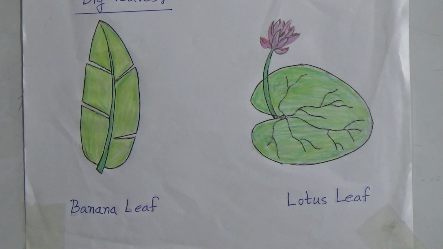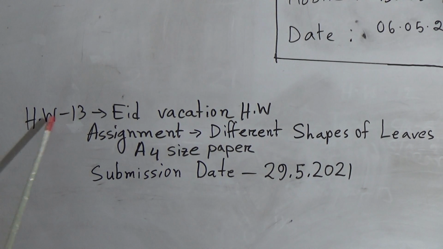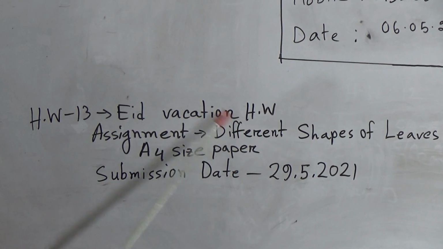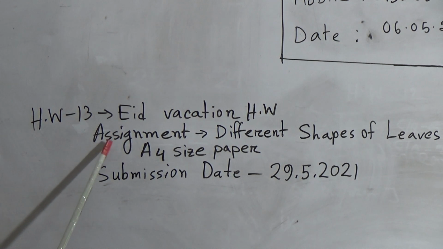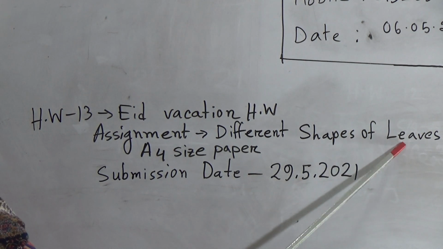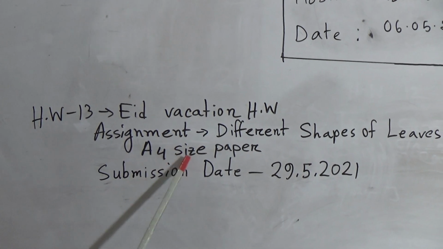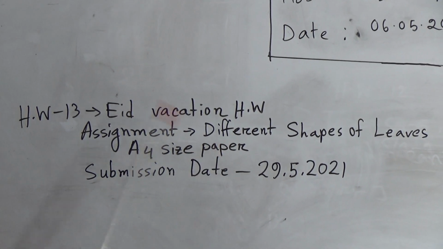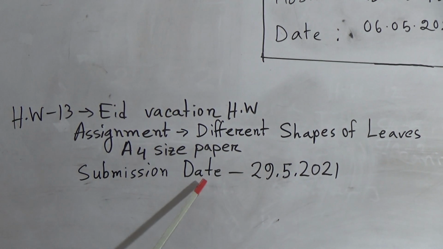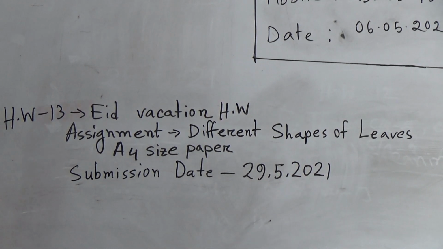Students, this is your assignment. Okay, now I will give you HW. Our today's HW number is 30 number HW, and this HW will be your Eid vacation HW, and this is an assignment. The name of this assignment is different shapes of leaves, and you have to do this assignment on A4 size paper, and the submission date of this assignment is 29/5/2021.